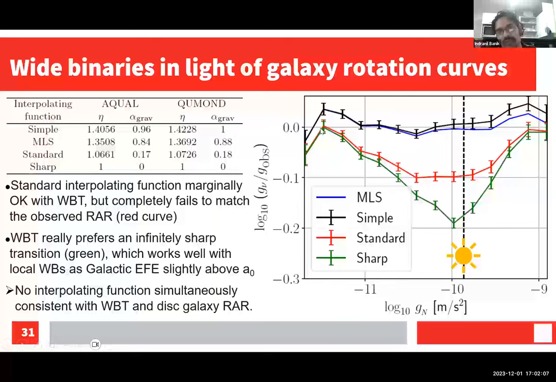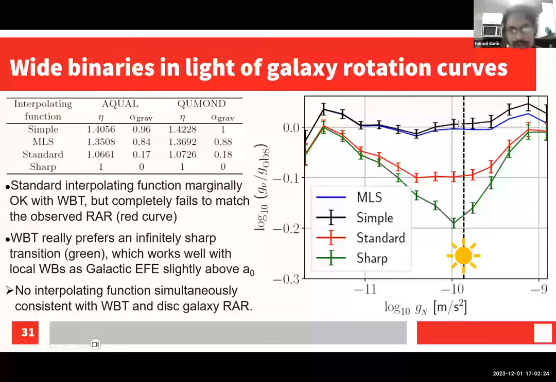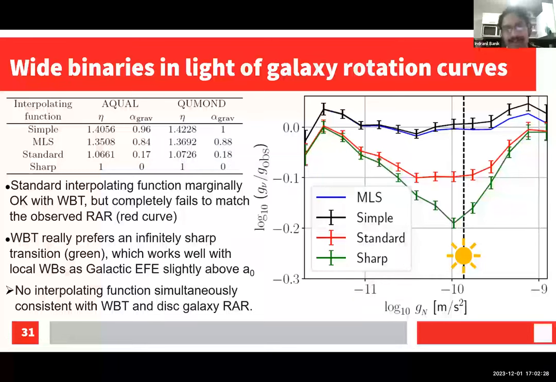So with the standard interpolating function, you get the red curve. The standard interpolating function, remember, works all right with the wide binary test, but it leads to drastic disagreement with the radial acceleration relation from rotation curves. So essentially, it is completely incompatible with the SPARC sample rotation curves. It's also incompatible with the rotation curve of the Milky Way, which formally is an independent constraint because that's not included in SPARC. The wide binary test is basically a measure of what gravity is doing at this value of gN, and you can see that it's basically forcing you to have a point which is somewhere around here. If you had an infinitely sharp transition between Newtonian and MOND regimes, that would be the green curve, and that would actually fit the wide binary data almost perfectly, but it would lead to drastic disagreement with the rotation curves of disk galaxies.